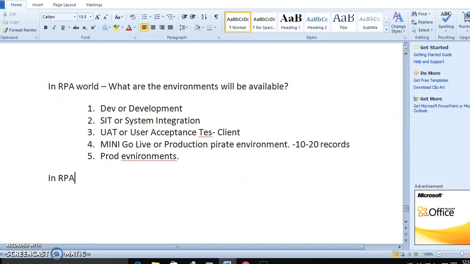In RPA, how does the process ID or process has to be handled?